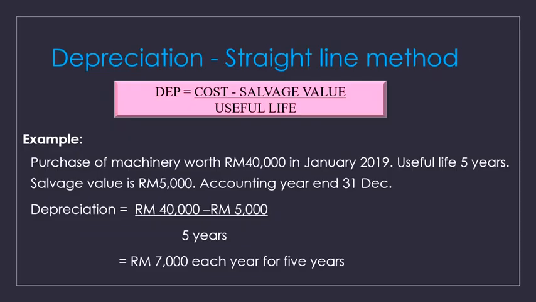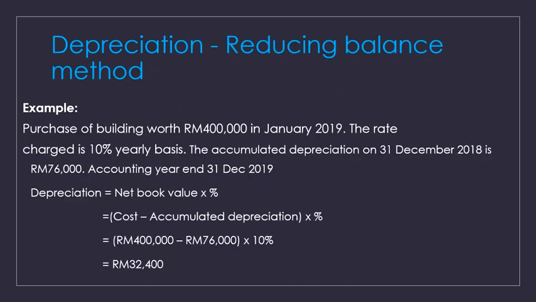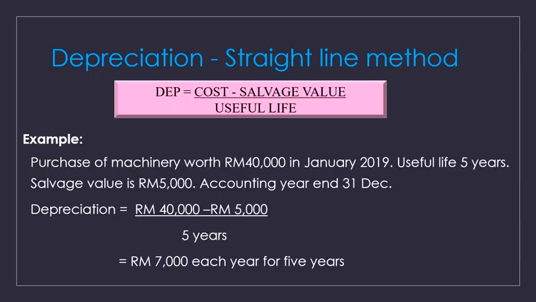barang-barang tersebut. So depreciation ni kita ada dua method untuk kira dia. First ialah straight line method, second is the reducing balance method. So you akan tahu untuk kira kedua-dua cara ni. So untuk kira straight line method, you kena ambil cost tolak salvage value kalau ada, and then bahagi dengan useful life.